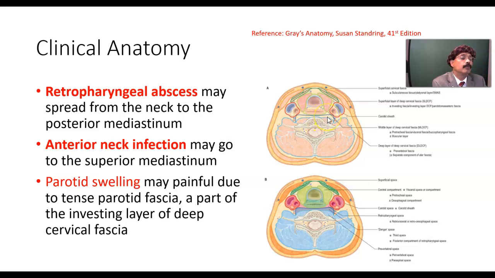It may get infection, maybe from a fishbone, maybe even tuberculosis of the vertebra, that is also possible. There may be a collection of pus between the anterior and posterior layer of the prevertebral fascia, or between the buccopharyngeal fascia and the anterior layer of the prevertebral fascia. And that abscess may spread to the posterior mediastinum.